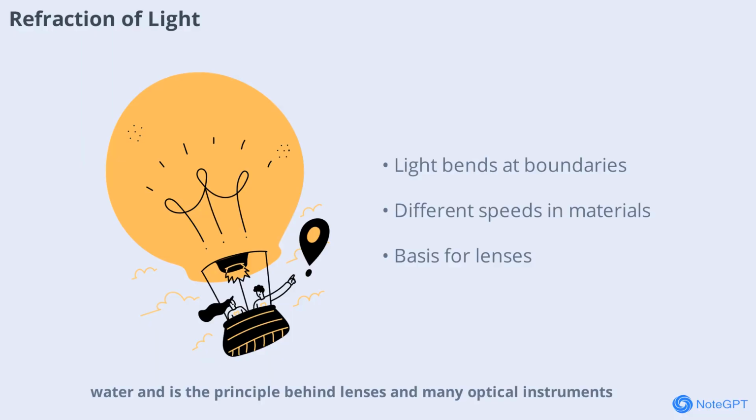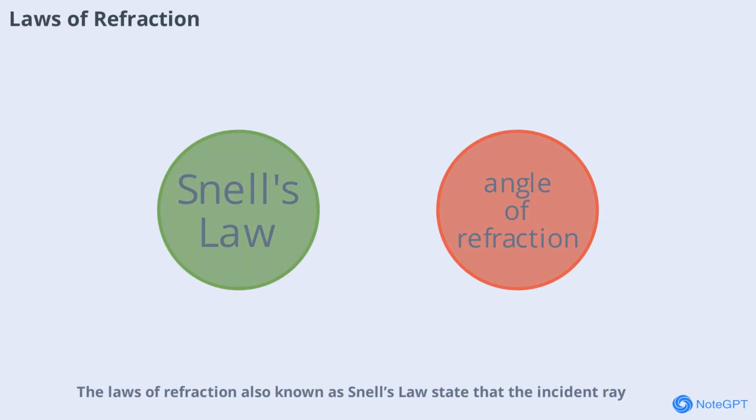Laws of refraction, also known as Snell's law, state that the incident ray, the refracted ray, and the normal all lie in the same plane. The ratio of the sine of the angle of incidence to the sine of the angle of refraction is constant for a given pair of media. These laws help us calculate how much light bends when entering a new medium.